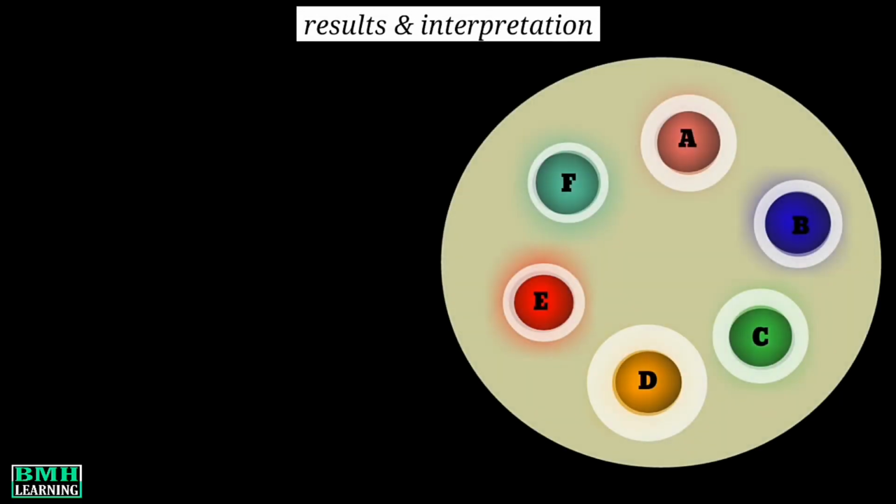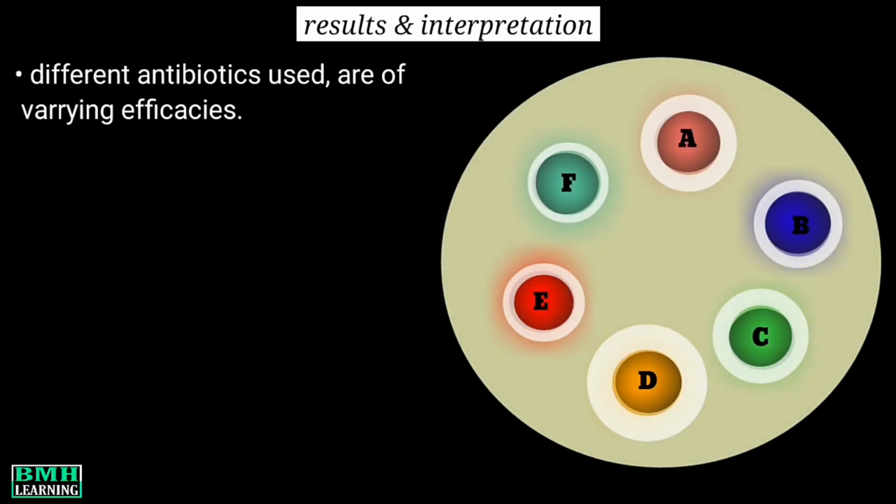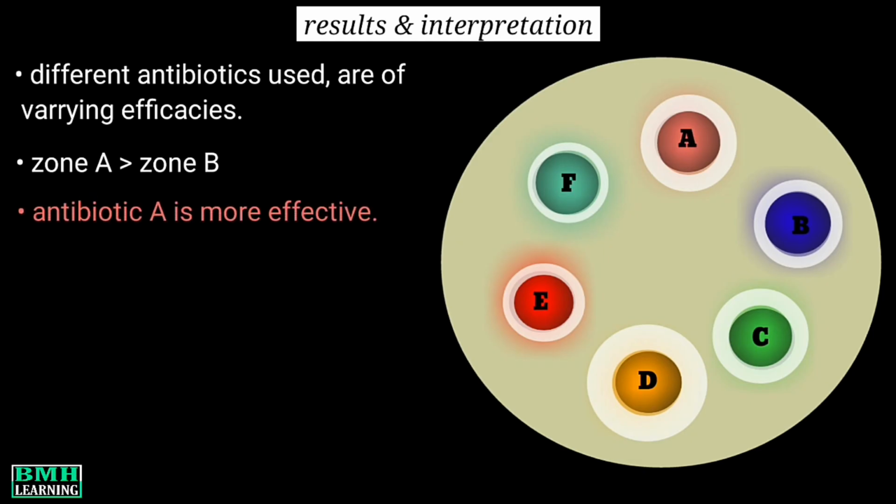Results and interpretation. The different antibiotics used are of varying efficacies. That means one antibiotic restricts the growth of bacteria more or less than another antibiotic. Suppose antibiotics A and B form these kinds of zones of inhibition. The diameter of zone A is bigger than the diameter of zone B. This implies antibiotic A is more effective in preventing the growth of bacteria.